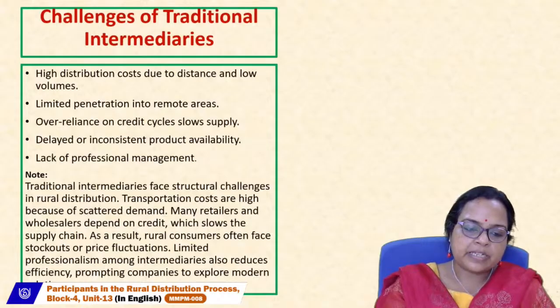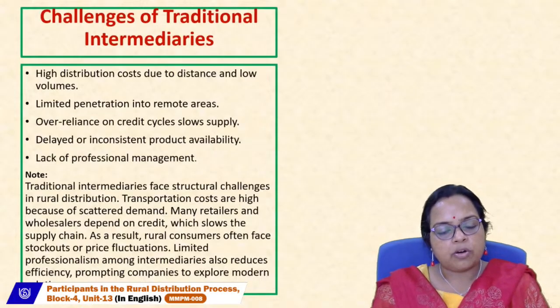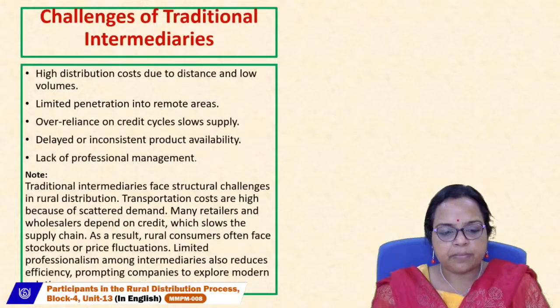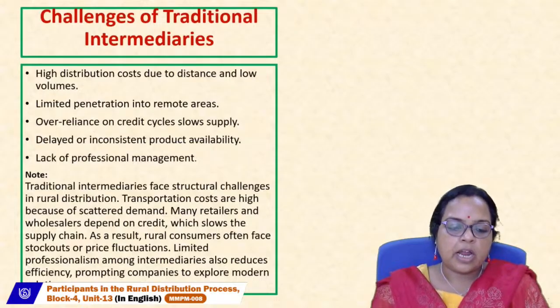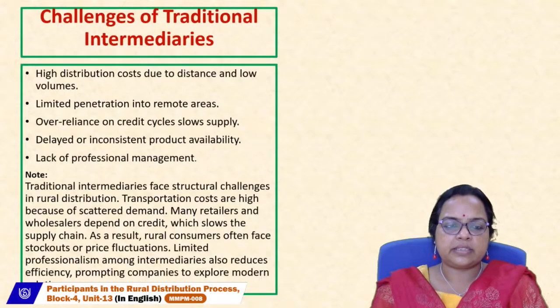So once the supply chain is slow or not regular in operation, there will be a stockout, or a shortage of product, for the rural consumers. Limited professionalism among intermediaries also reduces the efficiency of their work and pushes companies to explore modern solutions. So these are the challenges.